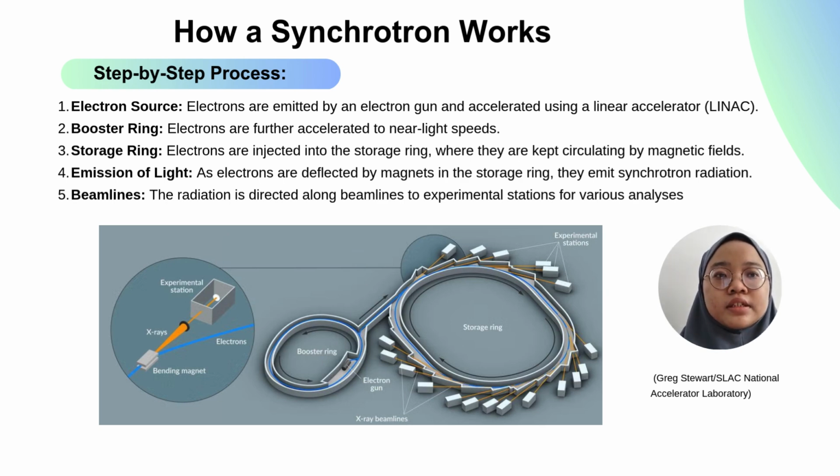First, the electron source. Electrons are emitted by an electron gun and accelerated using a linear accelerator, linac. Then, electrons are further accelerated to near light speed at the booster ring. From there, we go to the storage ring, where electrons are injected and kept circulating by magnetic fields. As electrons are deflected by magnets in the storage ring, they emit synchrotron radiation. The radiation is directed along the beam lines to experimental stations for various analyses.